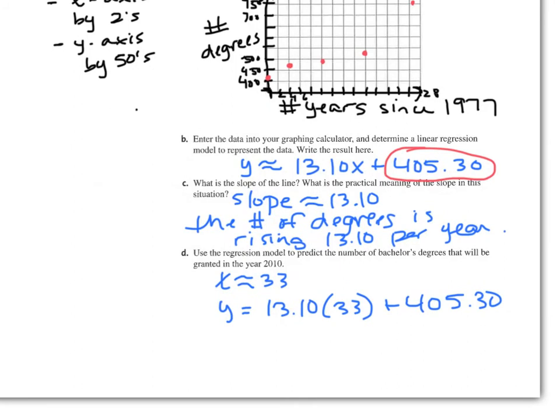And this comes out to be about the number of degrees awarded would be 837.6, and that's in thousands. Back up to the original, it says those number of degrees are in thousands.